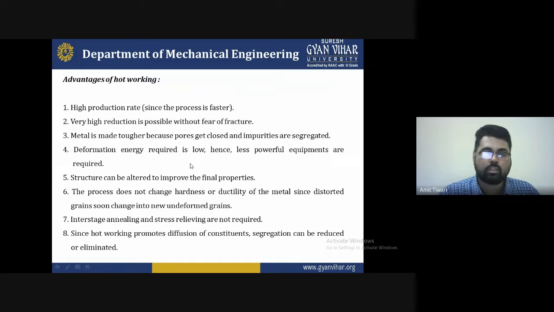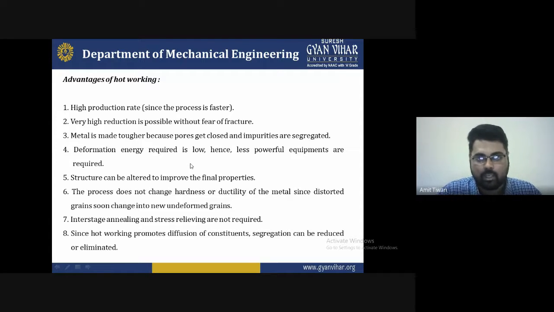So diffusion of the constituents and segregation can be reduced or eliminated, and unwanted impurities will be eliminated by this type of hot working. If you are doing it for a particular metal, it enhances the properties of the metal by heating continuously at a certain temperature and then applying the roller. This has application on rail steel.